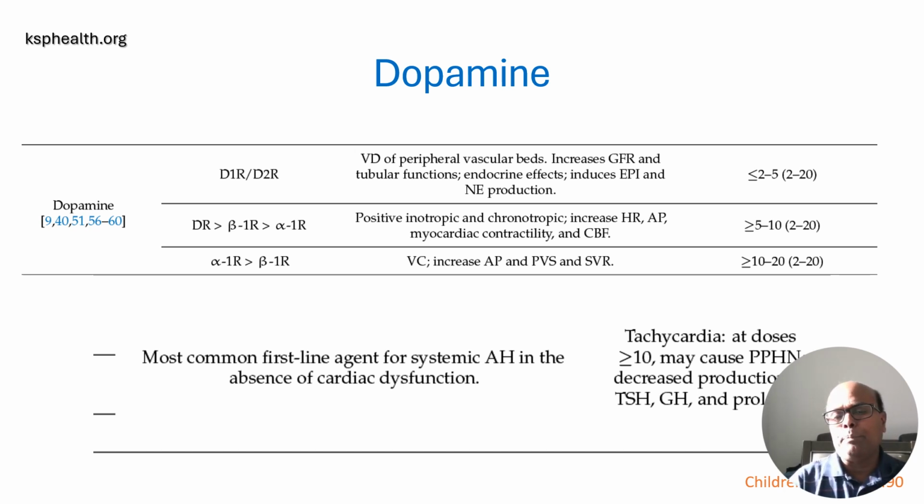Between doses of 5 to 10 mcg per kg per minute, it has positive inotropic and chronotropic effects, mostly to augment myocardial contractility. When the dose exceeds 10 mcg per kg per minute, the action becomes predominantly alpha-adrenergic, which increases systemic vascular resistance as well as pulmonary vascular resistance. One has to be very aware of the increase in pulmonary vascular resistance in neonates with congenital heart disease and also in neonatal septic shock.